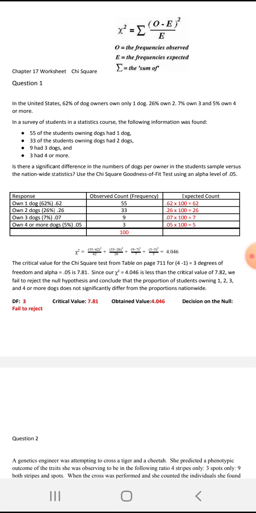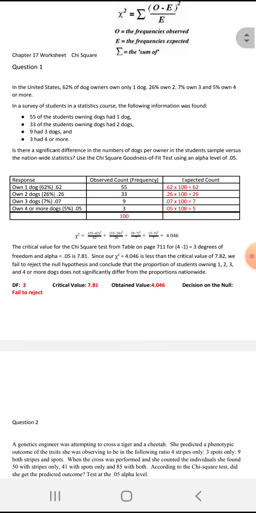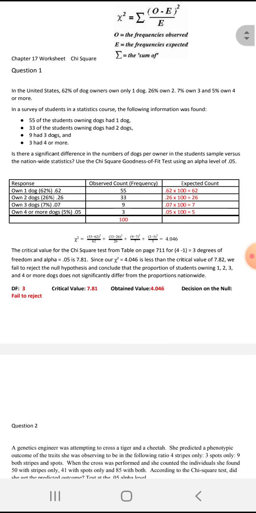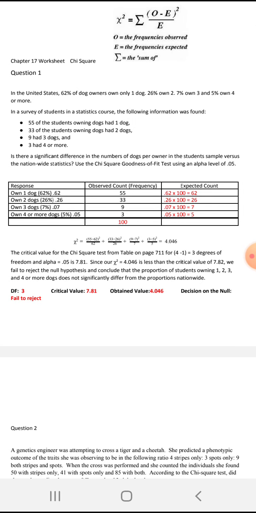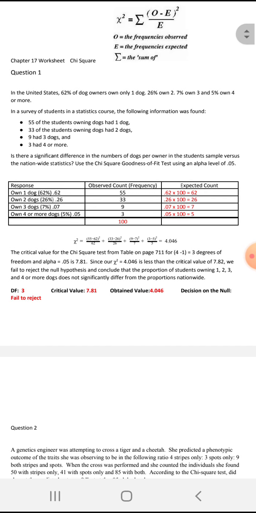In a survey of students in a statistics course, the following information was found. 55 of the students owning dogs had one dog. 33 had two dogs. 9 had three dogs. And 3 had four or more. So we're asking, is there a significant difference in the number of dogs per owner in a student sample versus the nationwide statistic? Use the chi-square goodness of fit test using alpha level of 0.05.